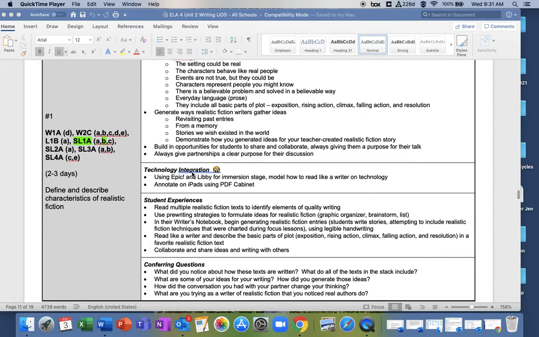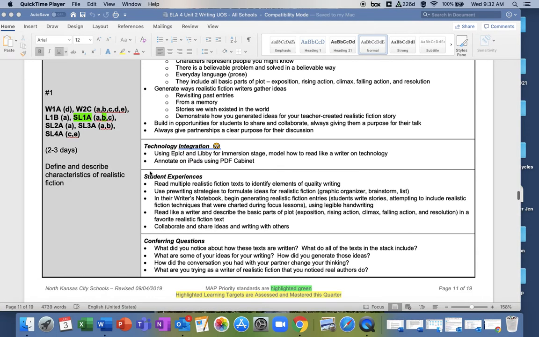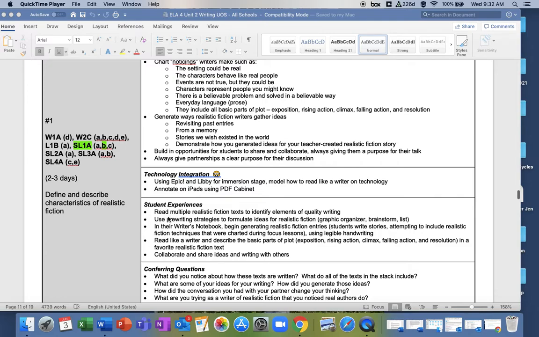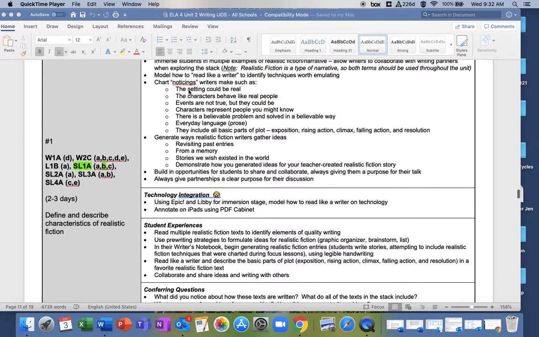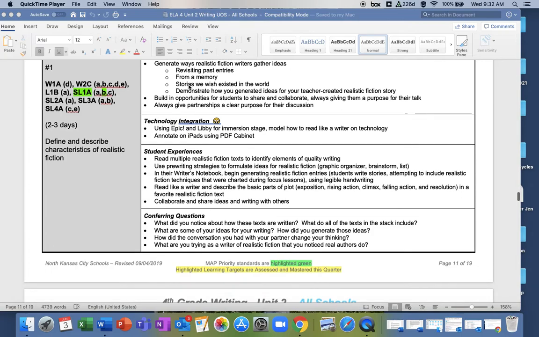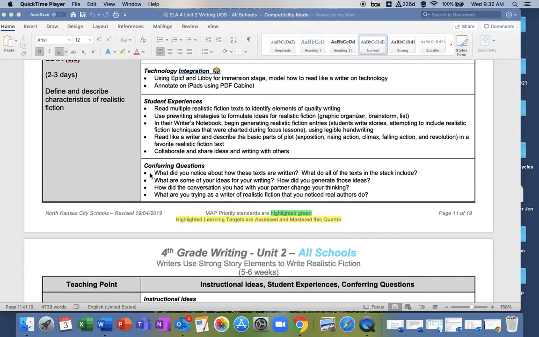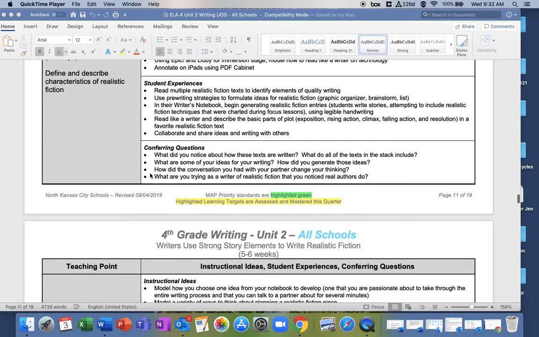And then right here it talks a little bit about how you can incorporate the technology integration. And right here, student experiences. This is what we're going to be asking students to do in their independent writing time. So it's important to look over this, and also ask, what we're asking students to do in independent time, does it match what we modeled during our focus lesson? And again, for this teaching point, here are different sample conferring questions that you possibly could use when conferring with your students.